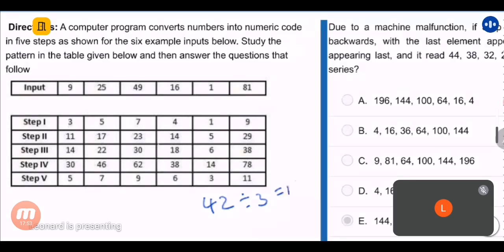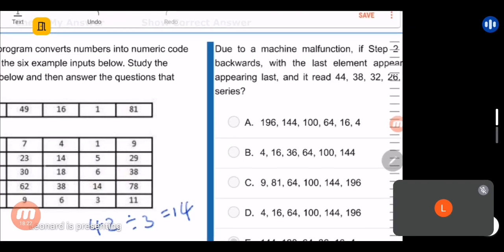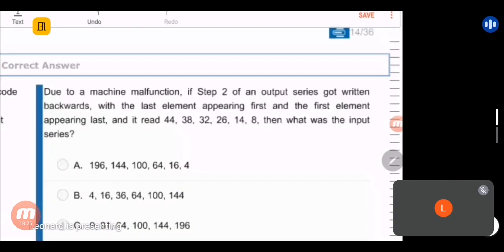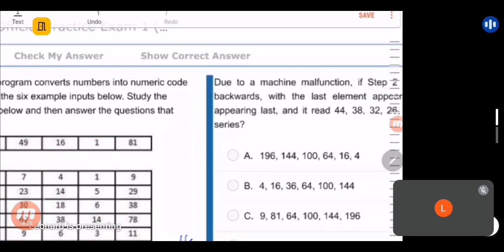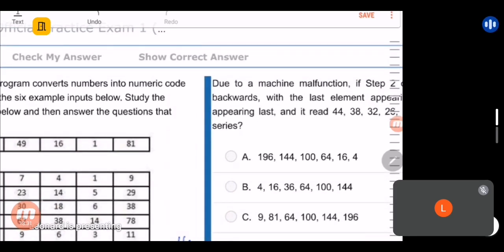14. Remember that when we are saying 42, we already know that it is divisible by 3, because if the sum of its digits is divisible by 3, then the number is divisible by 3. So we are certain it's going to work out. So now we have 14. It means that step 1 is 14. Then what's the input, which is what they're asking us? To find the input, 14 squared is what?